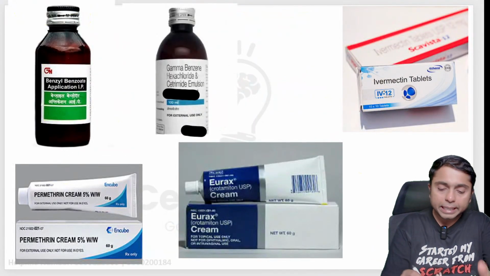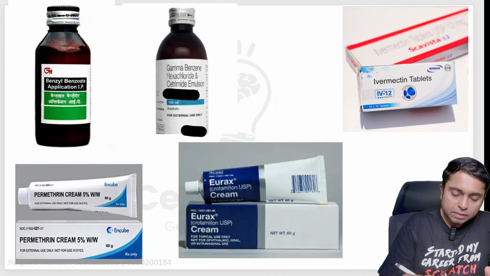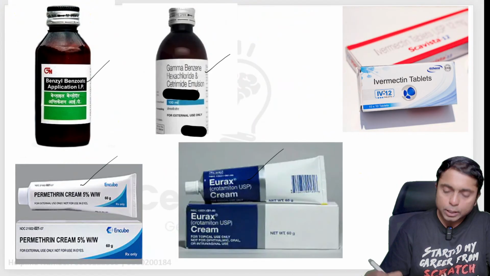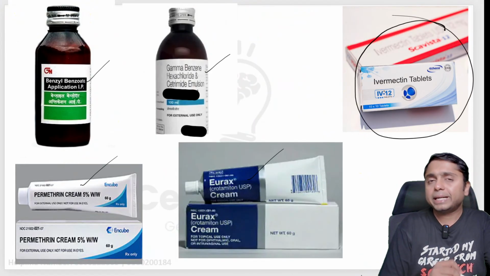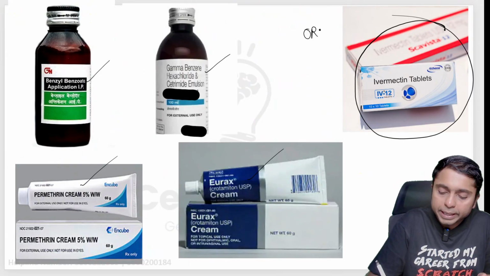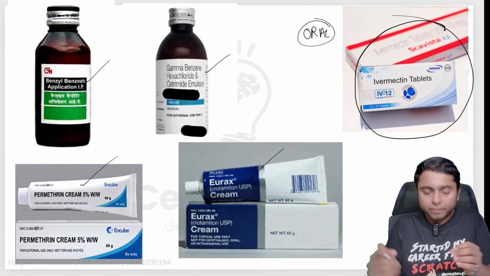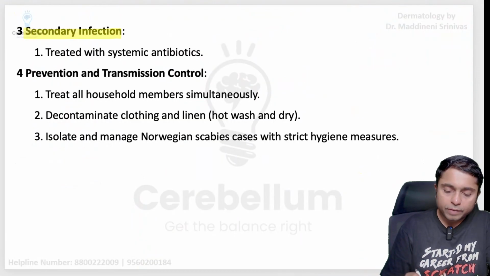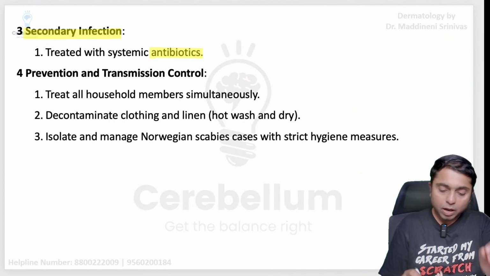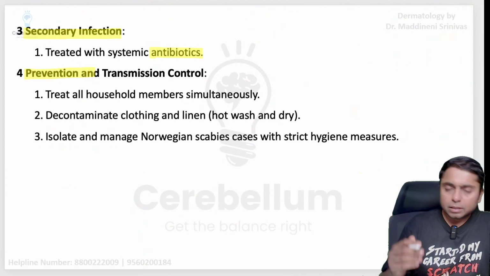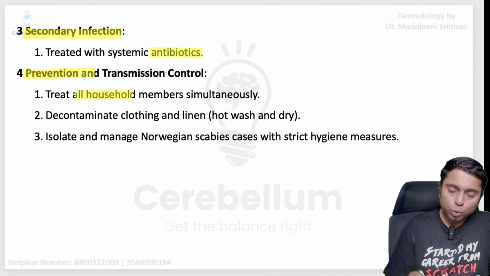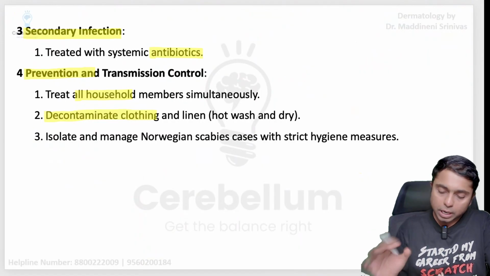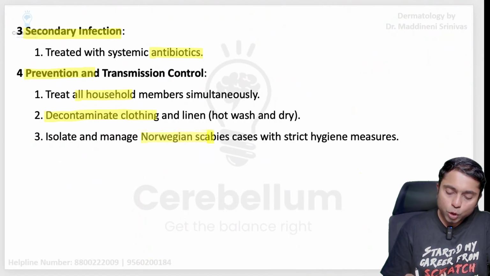Okay, so these are all the topical and oral preparations which are available: benzyl benzoate, gamma benzene hexachloride, permethrin, and you can see crotamiton. So this is ivermectin, which is the only oral medication available and indicated for patients of scabies. For secondary infection, if there is a bacterial infection, systemic antibiotics can be given. Okay, and like I have told you, for prevention and transmission control, treat all household members and also the close contacts, decontaminate the clothing, hot wash and dry, and isolate and manage Norwegian scabies.